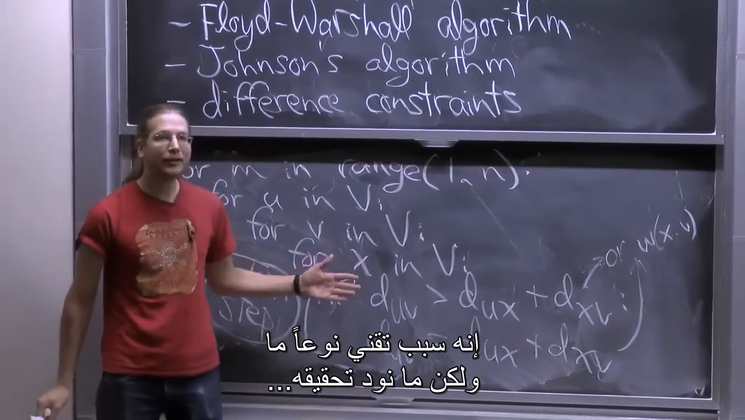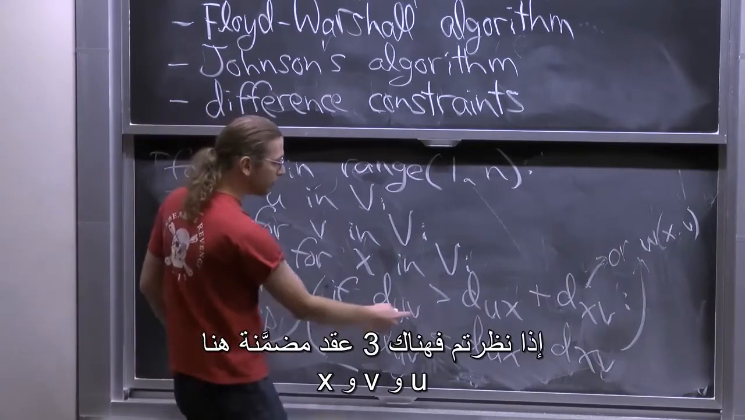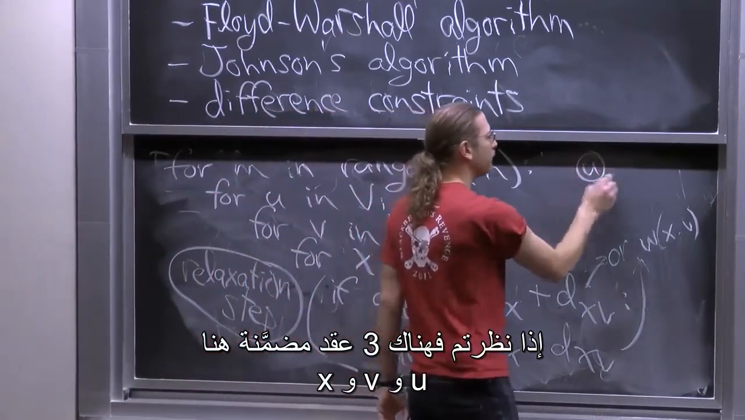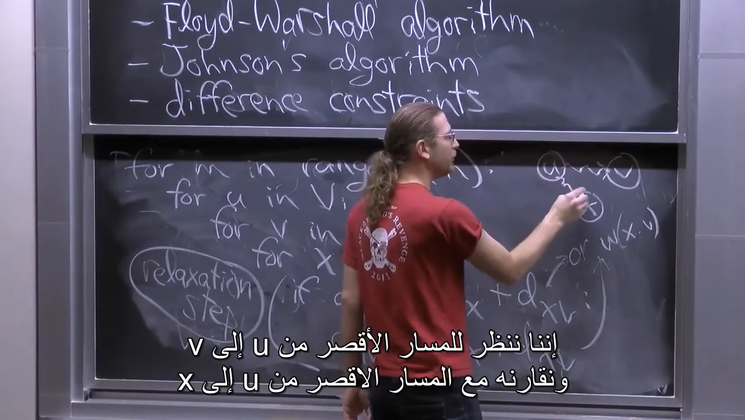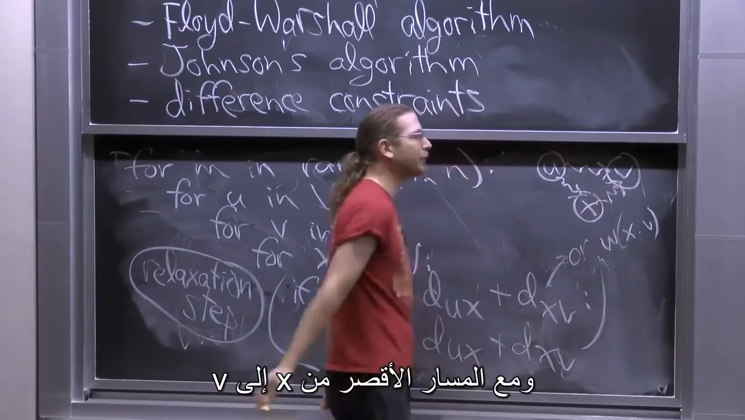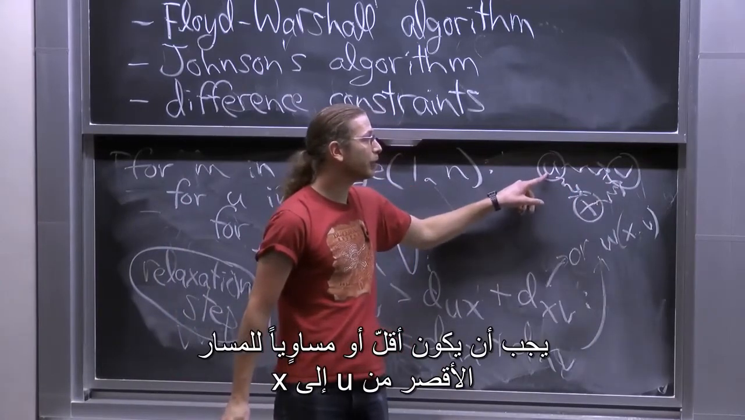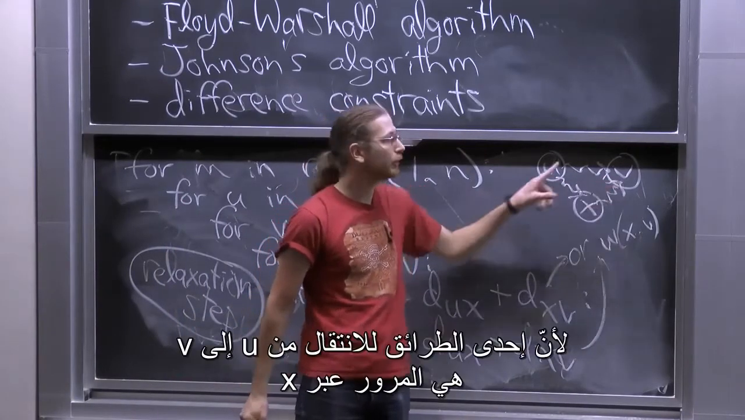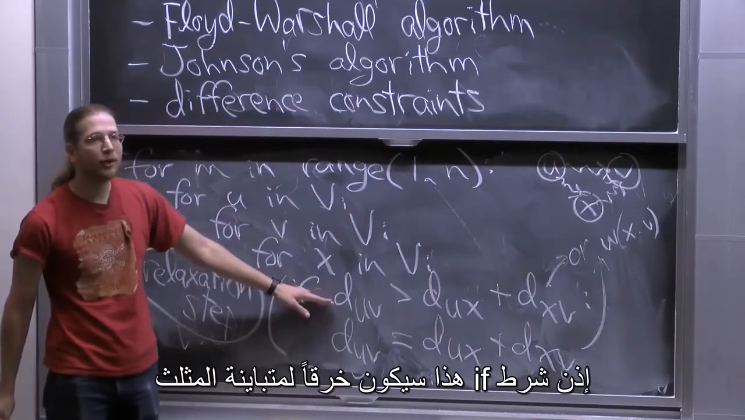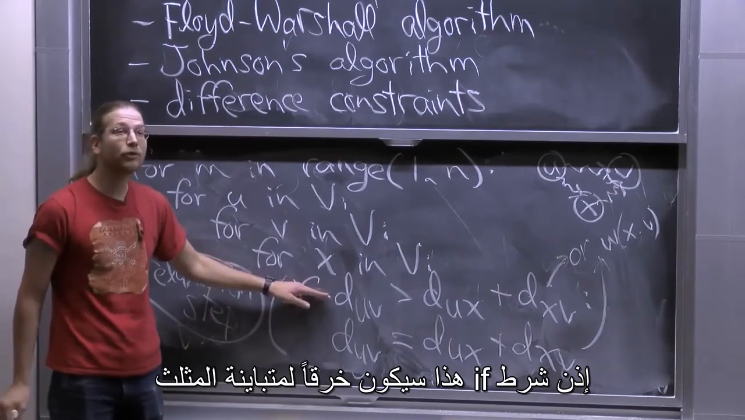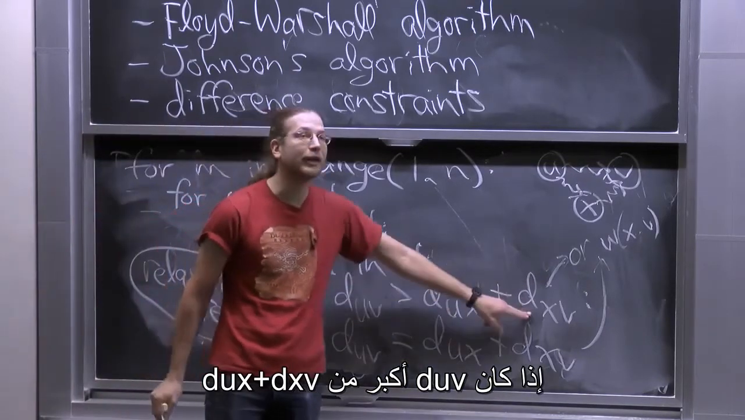But what we'd like to satisfy, we know that shortest paths should satisfy the triangle inequality. If you look, there's 3 vertices involved here, u, v, and x. We're looking at the shortest path from u to v compared to the shortest path from u to x and the shortest path from x to v. Certainly, the shortest way to get from u to v should be less than or equal to the shortest path of u to x plus x to v, because one way to get from u to v is to go via x. So this if condition would be a violation of the triangle inequality. It means we definitely do not have the right distance estimates if duv is greater than ux plus xv.